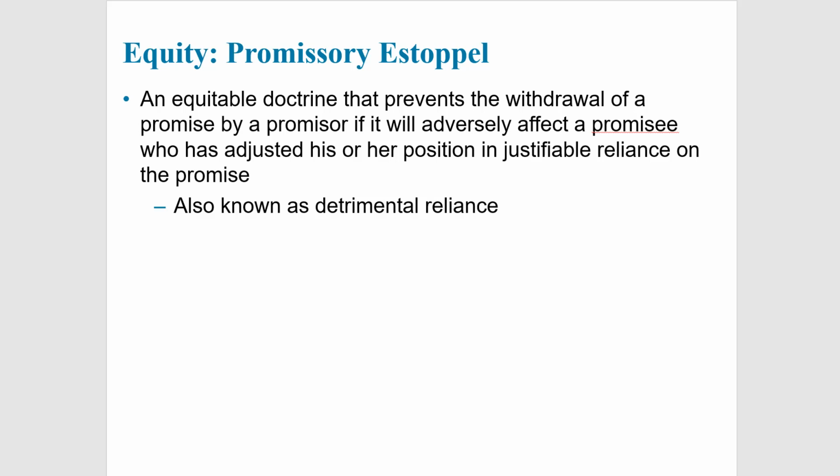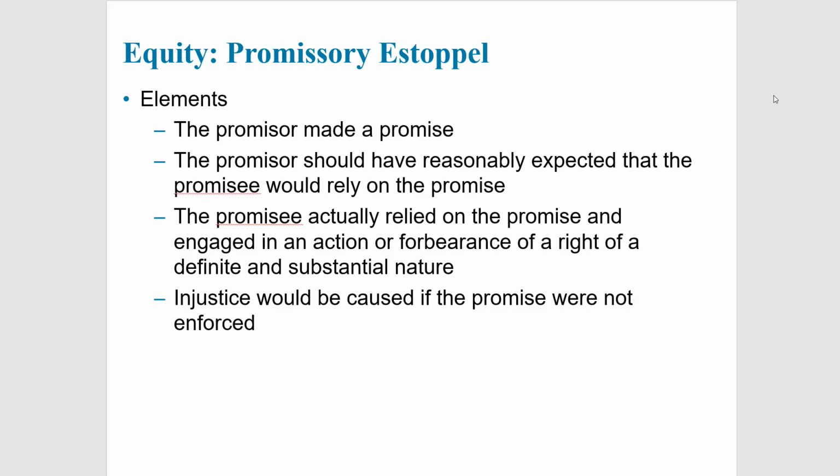Promissory estoppel is an equitable doctrine that prevents the withdrawal of a promise by a promisor if it will adversely affect a promisee who has adjusted his or her position in justifiable reliance on the promise, also known as detrimental reliance. In order to have a successful case, or at least a shot at a successful claim for promissory estoppel, you have to prove that a promisor made a promise.